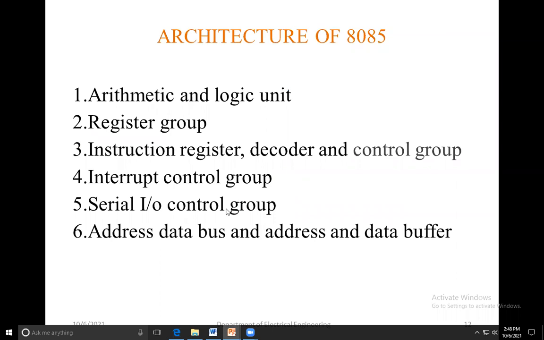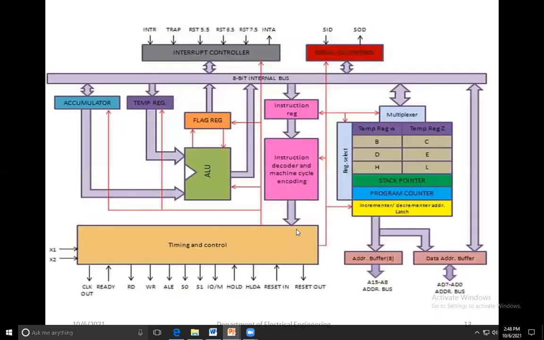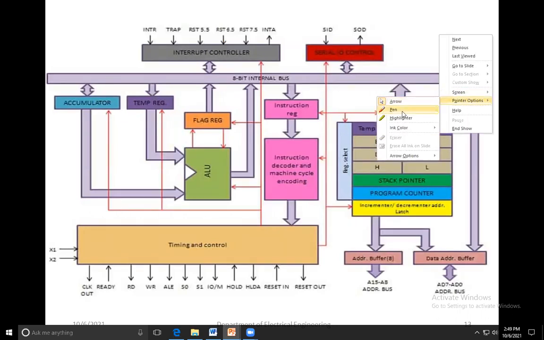Then let's go to the architecture. Arithmetic logic unit, register group, instruction register, decoder, control group, interrupt control group, serial input control group, address. These are in the block diagram. So this is the architecture of your 8085.